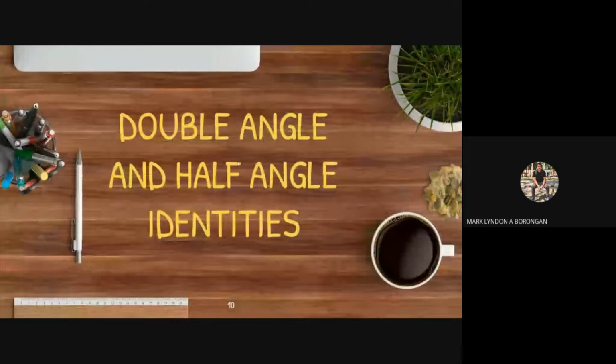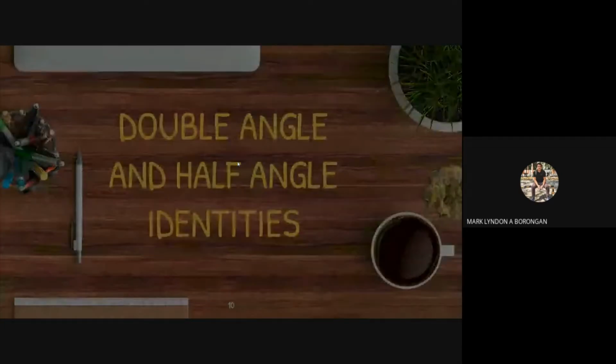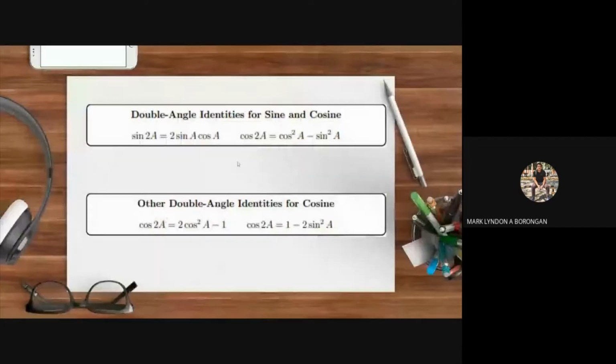This is a continuation of your lesson on sum and difference identities. Now we'll tackle double angle and half angle identities. So what are these identities? These identities are mainly for cosine, sine, and also for tangent.